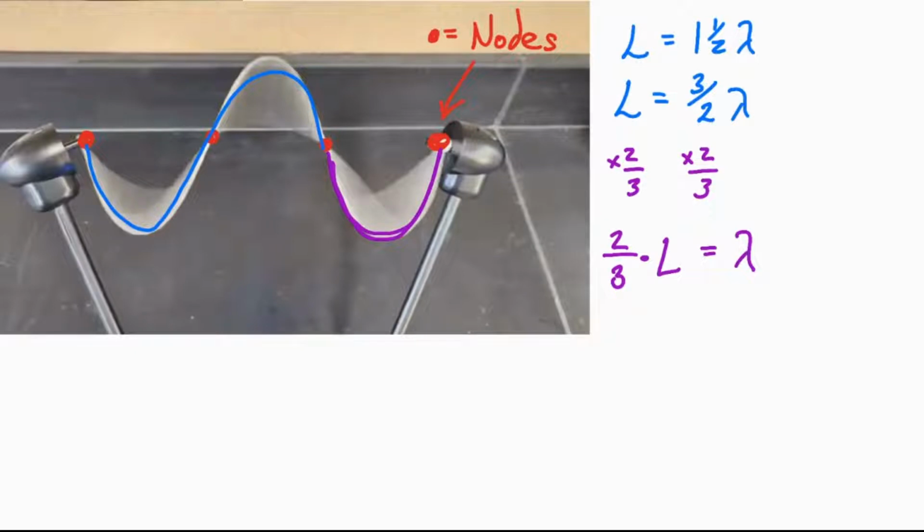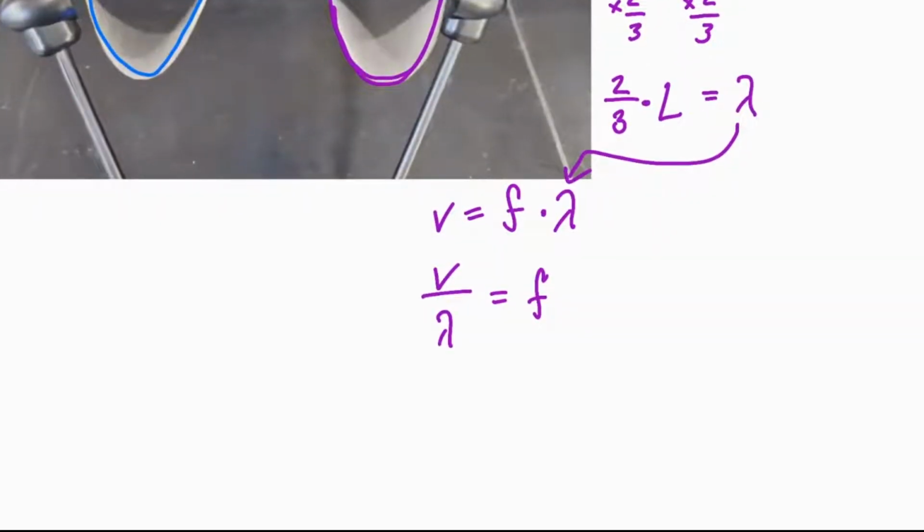And if I'm looking for the frequency of this wave, again, I could do velocity is frequency times wavelength, plug in wavelength there, and then solve for it. So velocity divided by my wavelength is my frequency. So velocity divided by 2/3 L is our frequency.